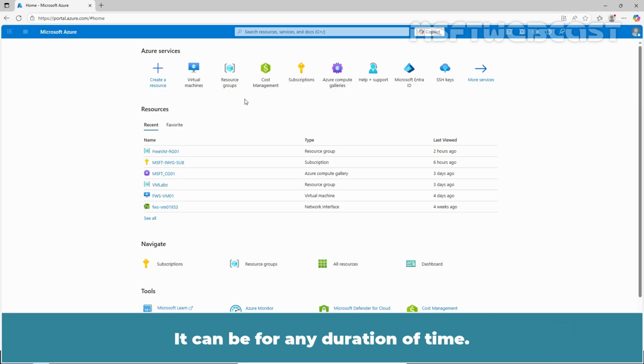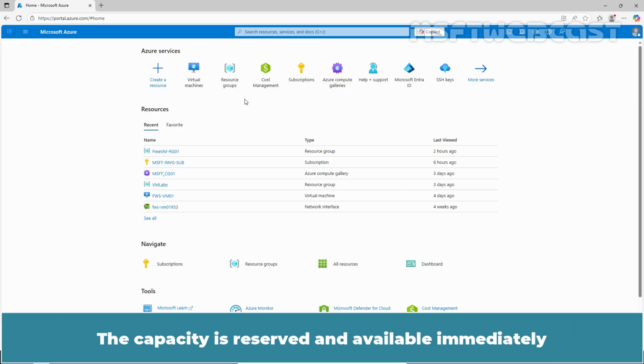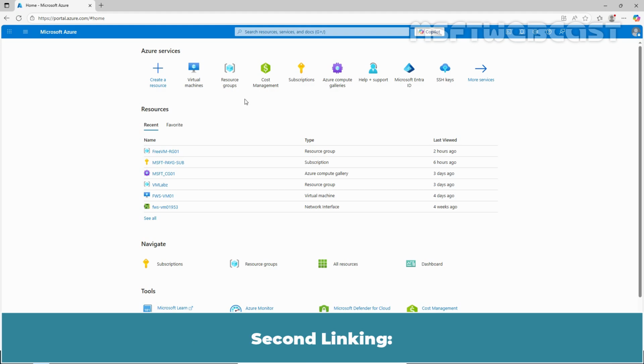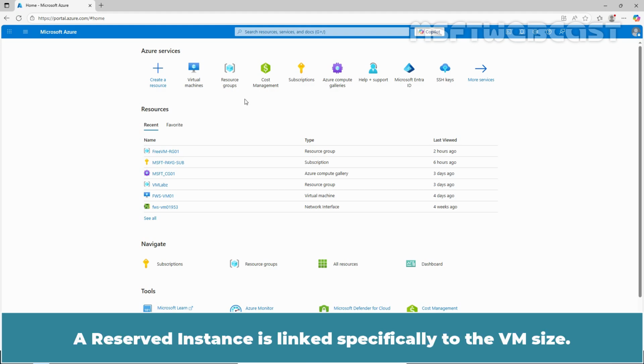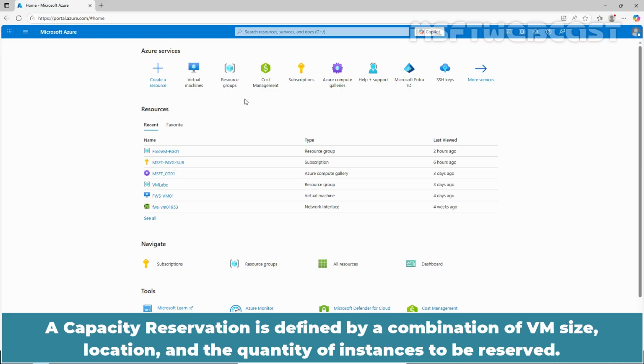It can be for any duration of time. The capacity is reserved and available immediately until the reservation is deleted. Second, linking. A reserved instance is linked specifically to the VM size. A capacity reservation is defined by a combination of VM size, location, and the quantity of instances to be reserved.